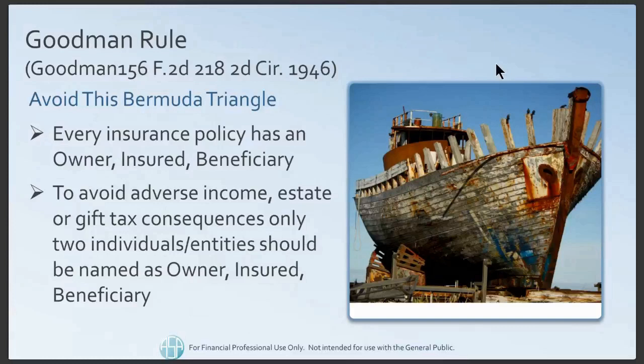So two things, right? Every insurance policy has an owner, an insured, and a beneficiary. And if you want to avoid adverse income, estate, or gift tax consequences, only two individuals or entities should be named as the owner, the insured, and the beneficiary. So we're going to go through multiple examples of Goodman Rule violations in a personal setting, but also in a business setting.